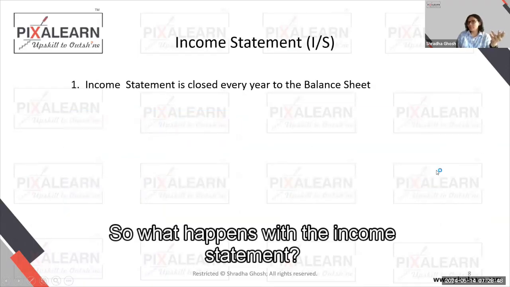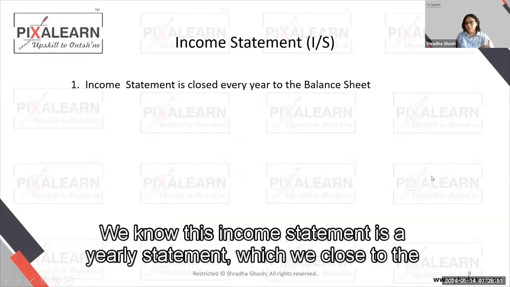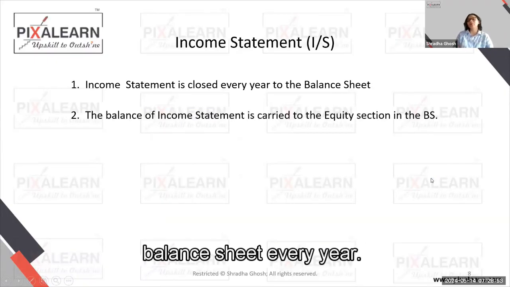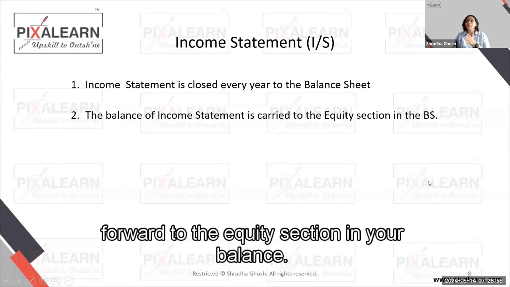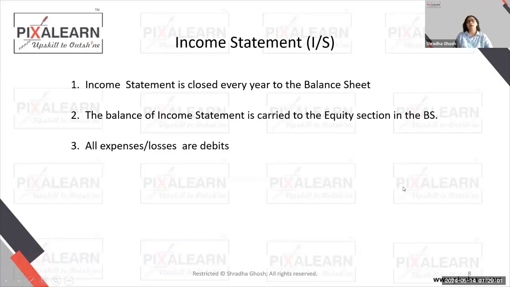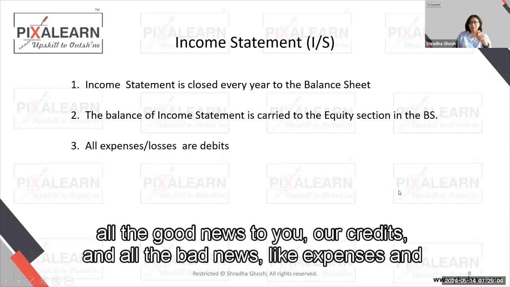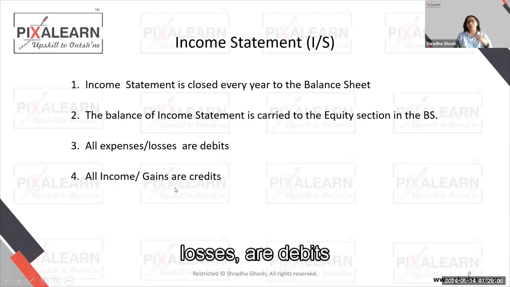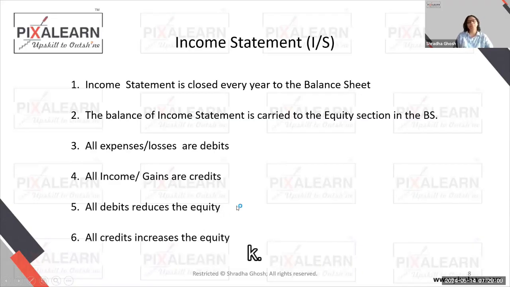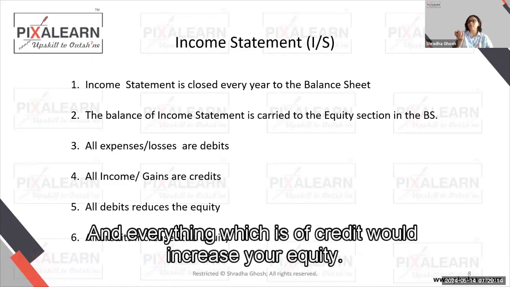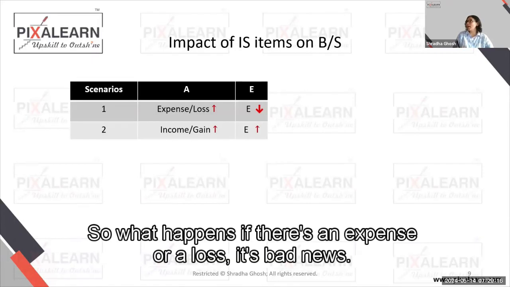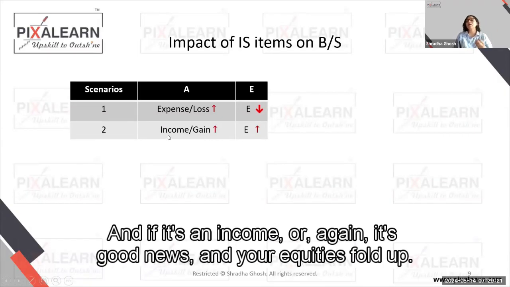So what happens with the income statement? We know this income statement is a yearly statement which we close to the balance sheet every year. And whatever is the balance of your income statement, that is carried forward to the equity section in your balance sheet. All the good news to you are credits, and all the bad news like expenses and losses are debits. Okay. And everything which is a debit would pull down your equity, and everything which is a credit would increase your equity. So what happens if there's an expense or a loss? It's bad news. So your equity is pulled down. And if it's an income or a gain, it's good news and your equity is pulled up.